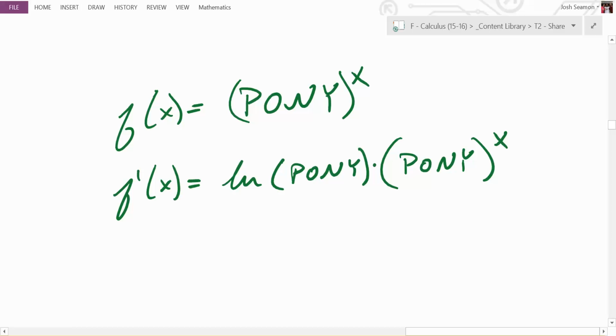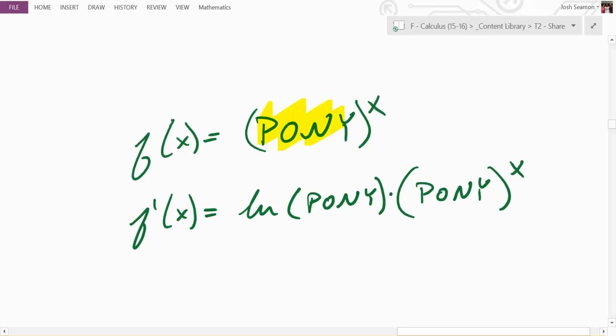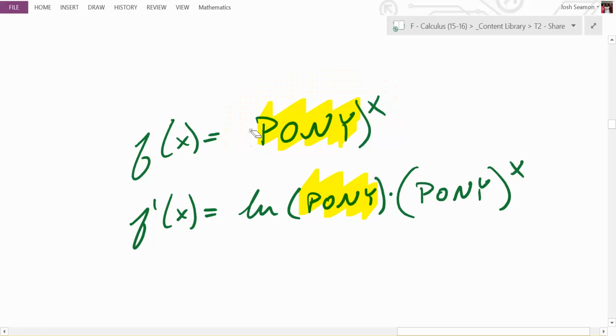It doesn't matter what the number is. No, there's no product rule. I'm saying pony is just a number. There's nothing being multiplied together right there. There's no multiplication in the original function. Pony is just a number. That's all I'm saying it is.